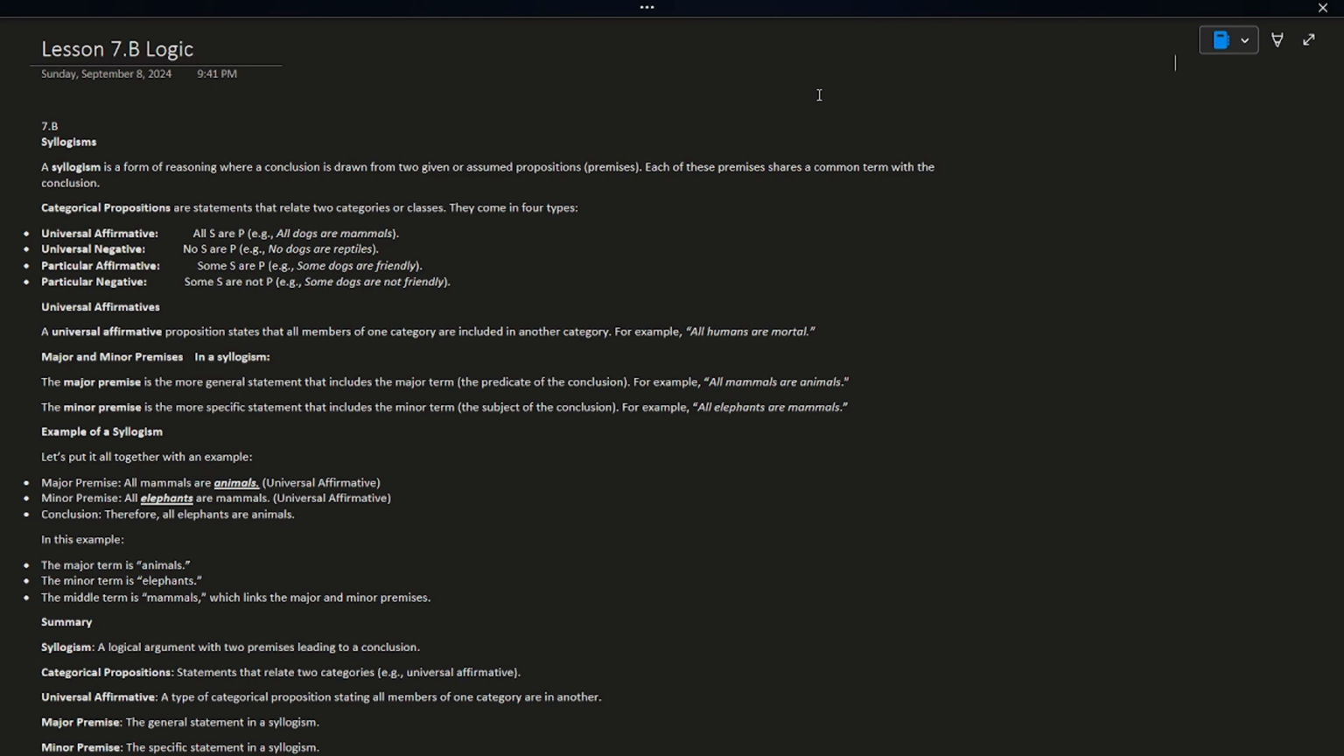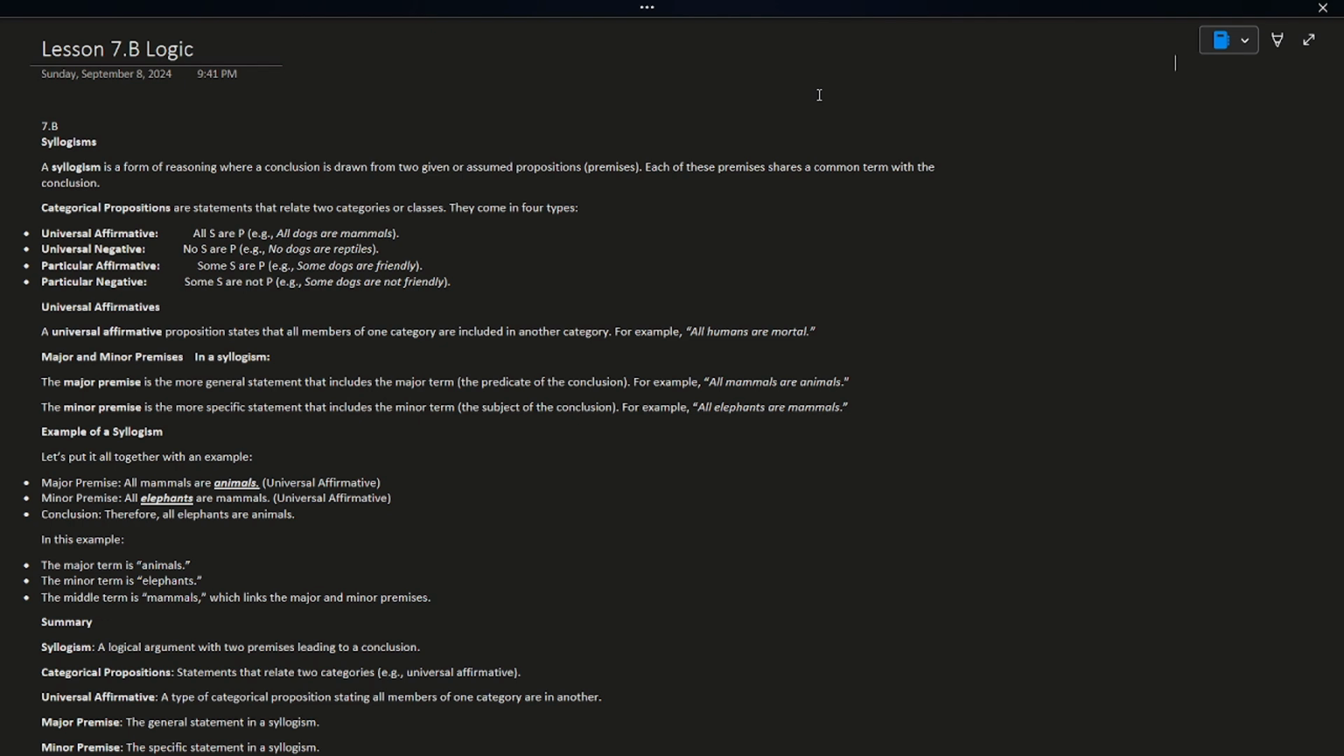Categorical propositions are statements that relate to categories or classes. They're going to come in 4 types. I think the book only mentions 2. If not, who cares? Let's go over this. We've got universal affirmative. That's where we have all S are P, right? So the example would be all dogs are mammals.